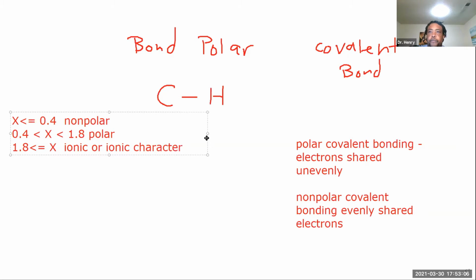Okay? Are you with me so far? Okay, so we take the difference between the electronegativity. Remember, we're looking at carbon and hydrogen. So we're going to go to the periodic table.